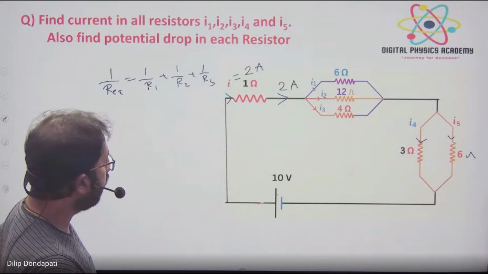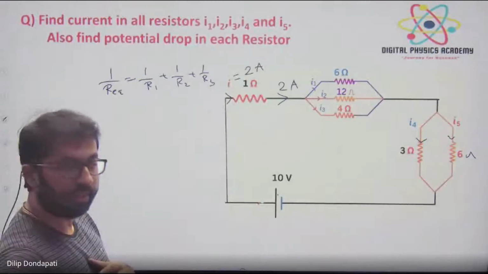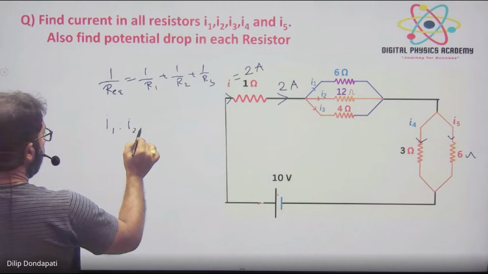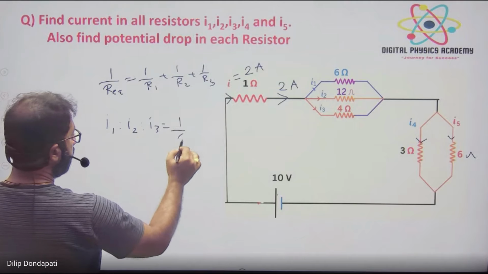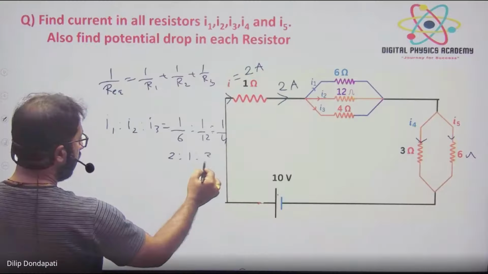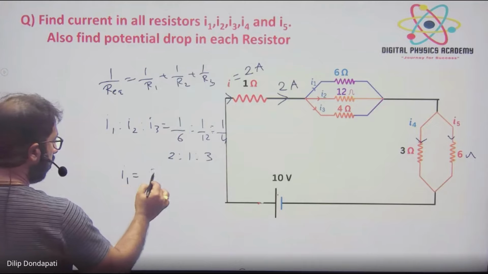Sir, I1 is 1/3. Why? If ratio, how much did you get? 2:1:3 आया ना. Yeah. I1 is to I2 is to I3 is 1/6 is to 1/12 is to 1/4, right. So LCM is 12. So 2 is to 1 is to 3. Now कितना होगा, I1 is how much? 2 by 12.